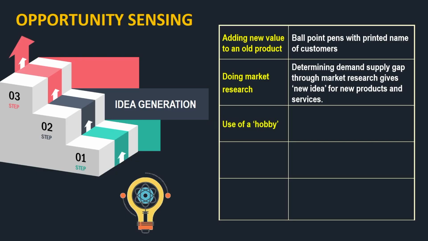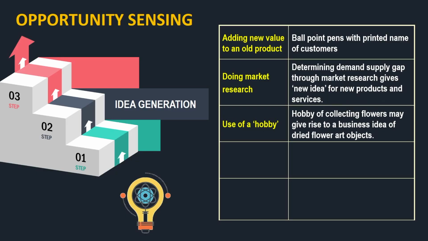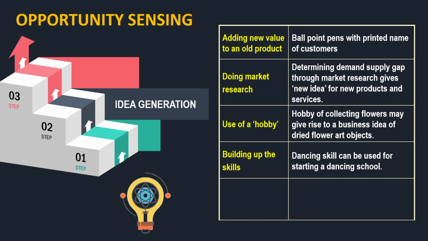Then use of a hobby. So, the hobby of collecting flowers may give rise to a business idea of dried flowers art objects. Similarly, building up the skills. The skills very often give ideas of skill based enterprises. Some people are very skillful, they can learn new skills, and then they can exploit that as a part of their business. Like for example, the dancing skills can be used for starting a dancing school.